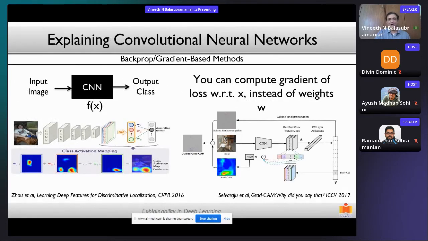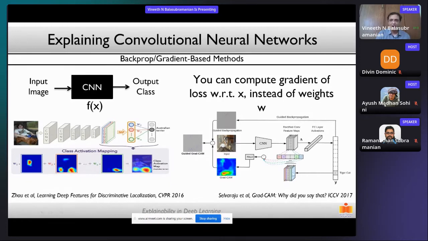Another way of obtaining attributions, as I already mentioned, is using the gradient itself, right? So this is where methods such as CAM or GradCAM, which is very popular, come in. We had our work called GradCAM++, which sits on top of GradCAM, which is also popularly used. All of them try to use gradients to obtain this information of attribution, right?